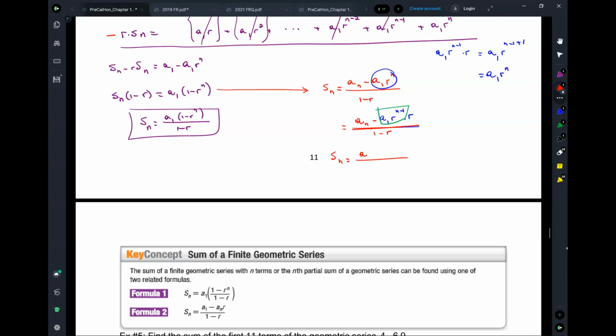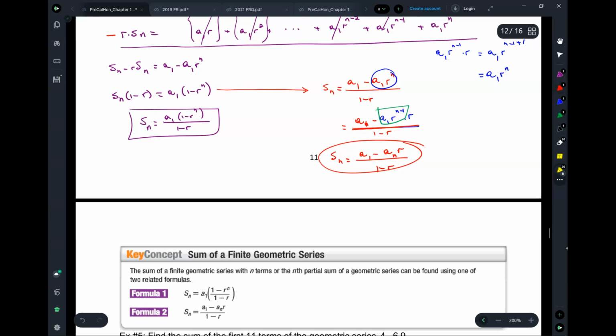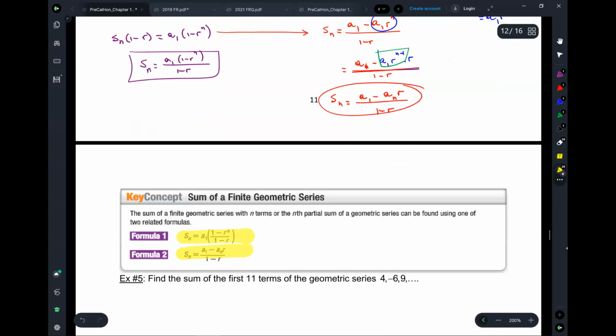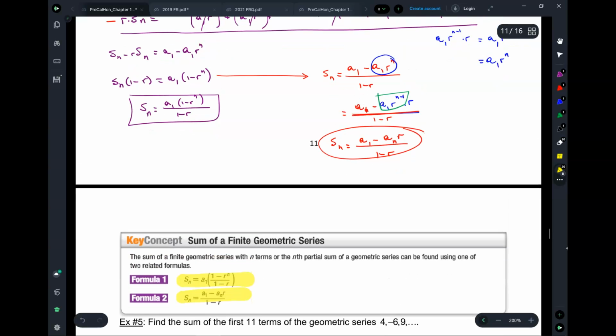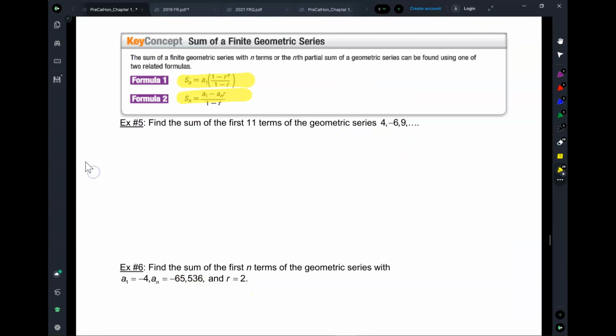So we get Sn is equal to, oh, I made a mistake here. This was supposed to be A1. Sorry, guys. So this is A1 minus A sub n times R over 1 minus R. So that's another formula. It's a little bit more complex here than in the arithmetic version, but they're both here.